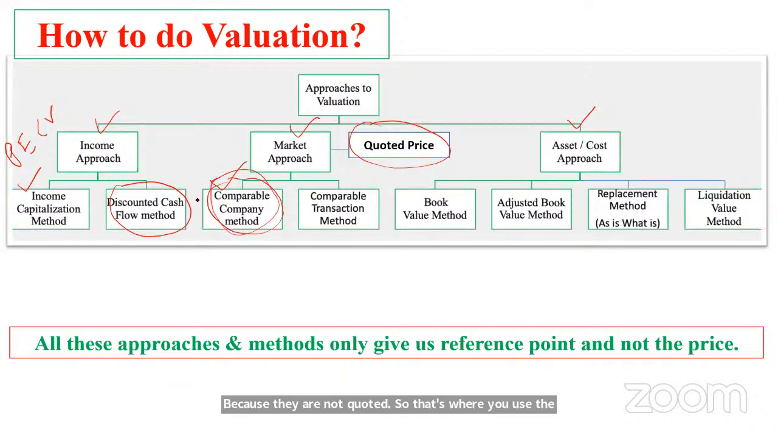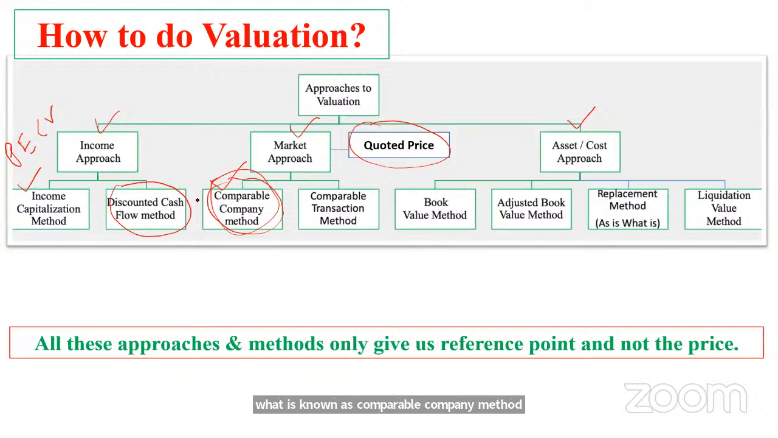And that means what? That means the company that you're trying to value may not be listed on the stock exchange. But what you can do is try and find out if there is another company which is of a similar type as the company that you're trying to value, but that company is listed on the stock market. So you try and pick up the quoted price of that company, adjust it for certain differences between the target company and the listed company, and you try and moderate and find out the value using the quoted price of the other company. And that is what is known as comparable company method.